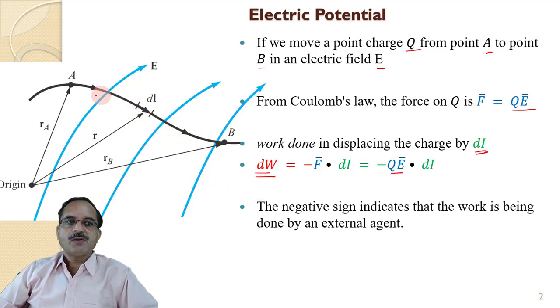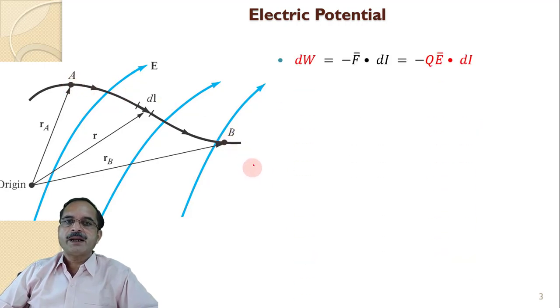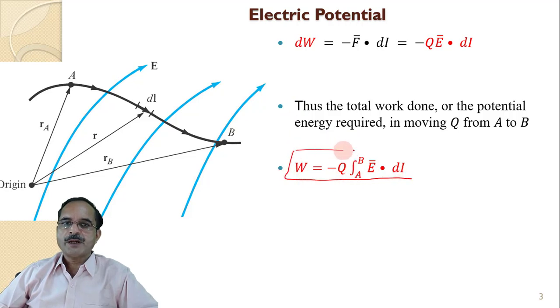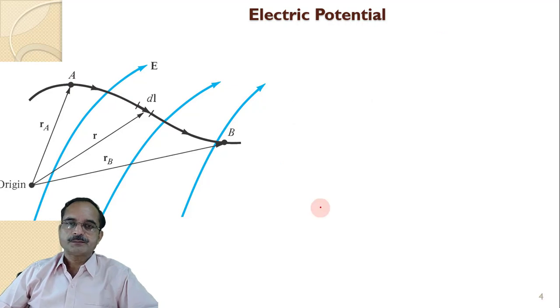So this is a differential work done in moving a charge over a differential length dl. Now if I want to find out the total work done in moving a charge from point A to point B, let us integrate this equation over the interval A to B. So the total work done in moving a charge from point A to point B is the integral over this line, that is, A to B, E dot dl.